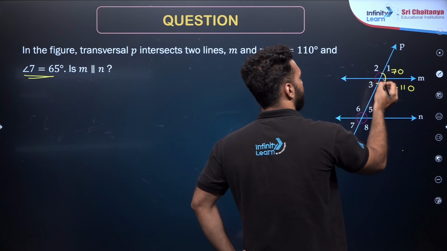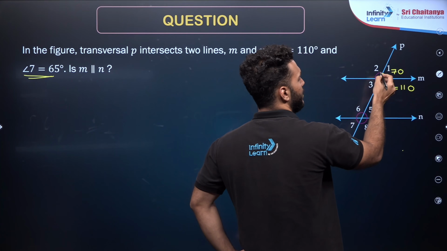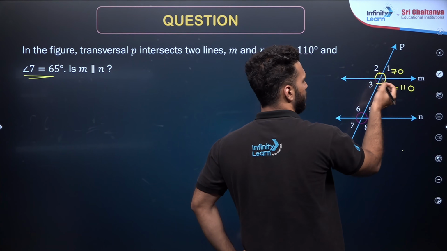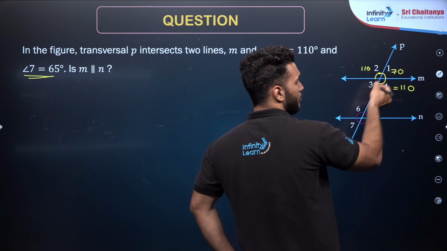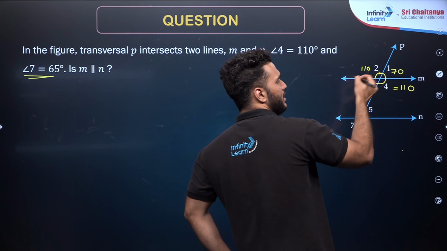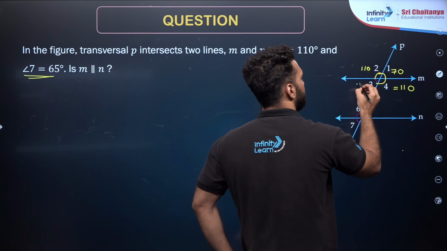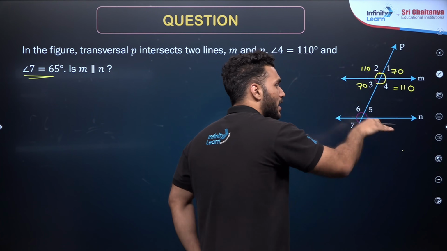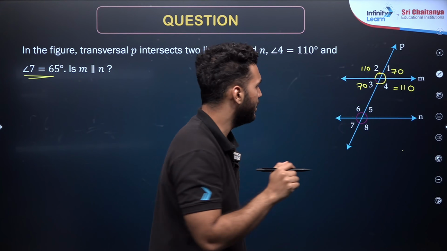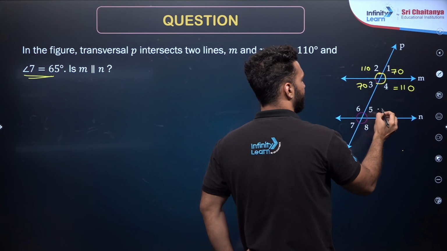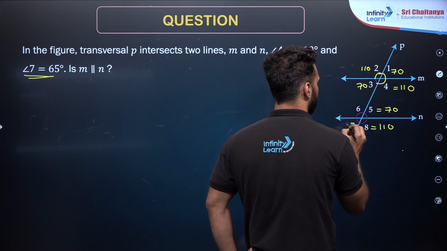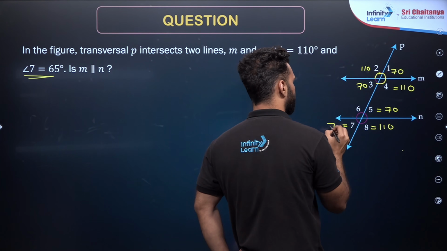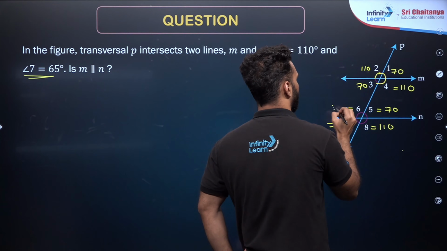If this is 70 and this is 110, and vertical opposite, or you can use the linear pair also, this must be 110. Because of vertical opposite, or you can take linear pair, this will be 70. And these two lines are parallel because of corresponding angle. If this is 70, then 5 must be 70. This must be 110. This must be 70 and this must be 110.